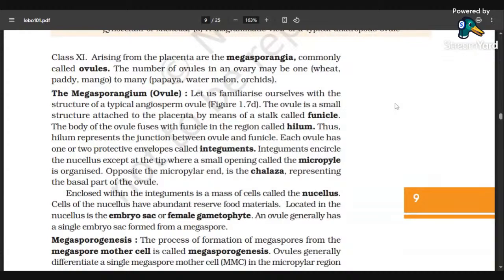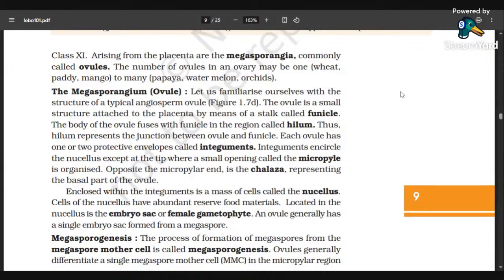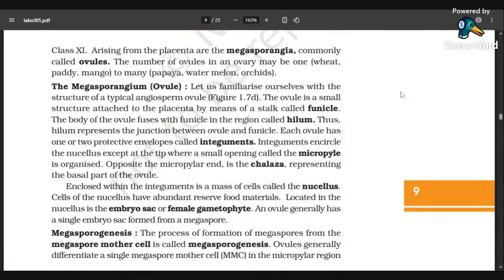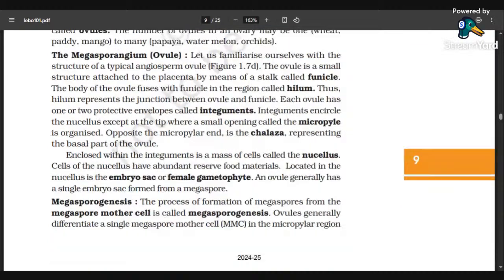The number of ovules in an ovary may be one, like in wheat, paddy, mango, to many, like in papaya, watermelon, and orchids. The megasporangium, ovule. Let us familiarize ourselves with the structure of a typical angiosperm ovule. The ovule is a small structure attached to the placenta by means of a stalk called the funicle. The body of the ovule fuses with funicle in the region called hilum. Thus, hilum represents the junction between ovule and funicle.